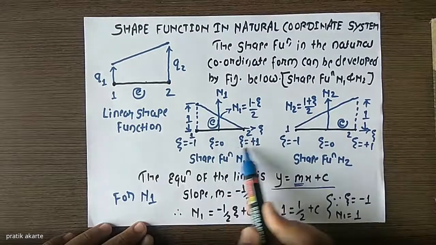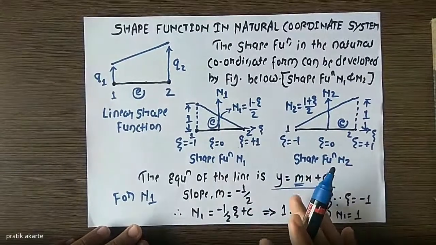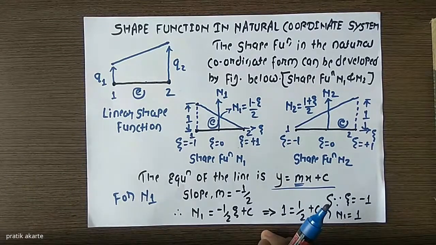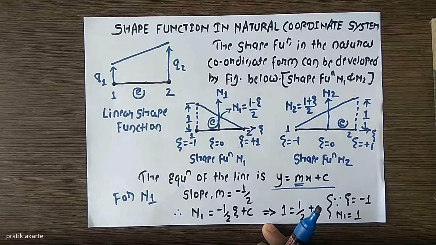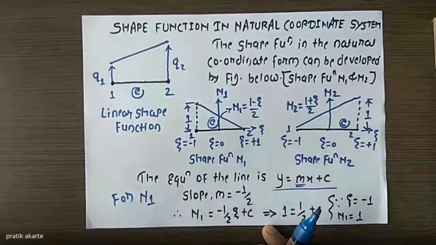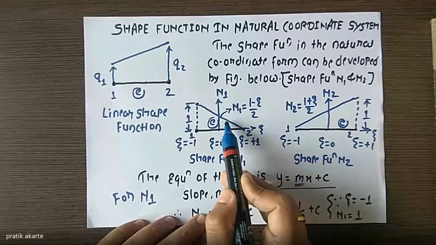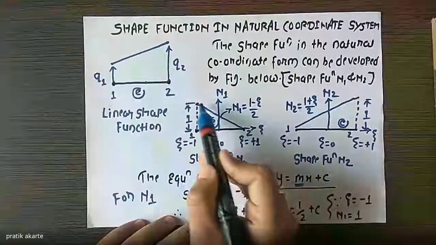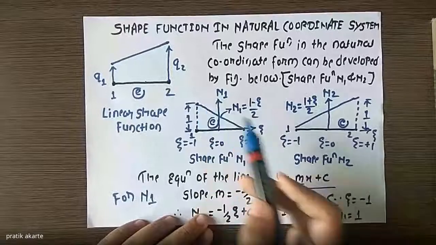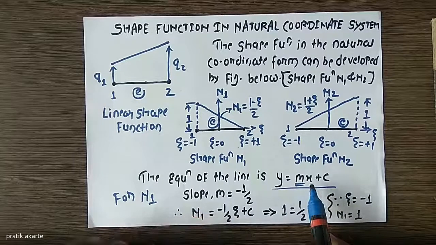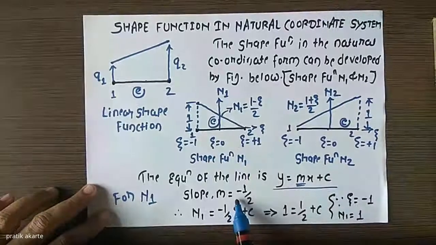Once again, I'll explain. Just concentrate on this diagram and the concept of shape function. Shape function helps us to establish the values of field variable intermediately in between the element. Here the shape function is varying like this. Shape function N1 is represented by this line, which follows the general equation of a line, y = mx + c. For this line, the slope is minus 1 by 2.